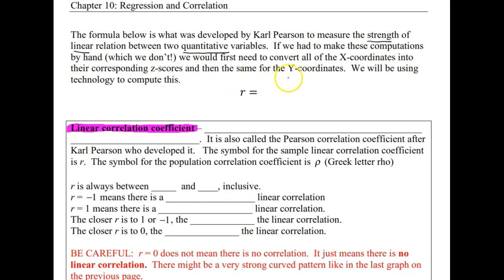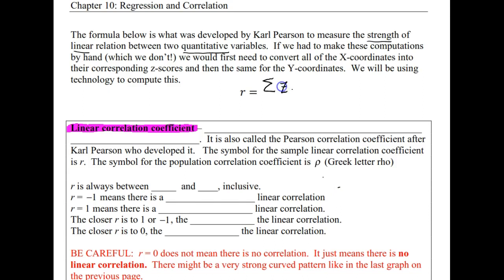And then we'd have to do the same for all of the y-coordinates. We would subtract the mean of the y-coordinates and divide by the standard deviation of the y-coordinates to each of those. But again, we're going to be using technology to compute this, but I do want us to look at the formula here just so that we can see that it does use z-scores.